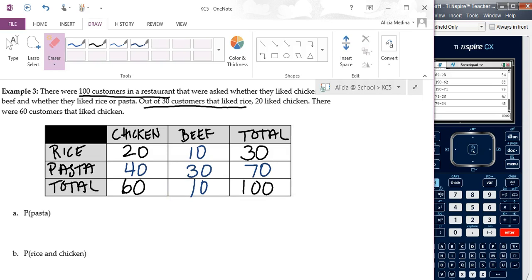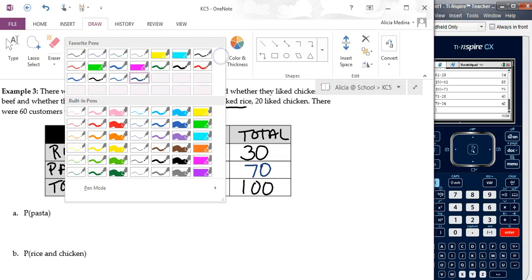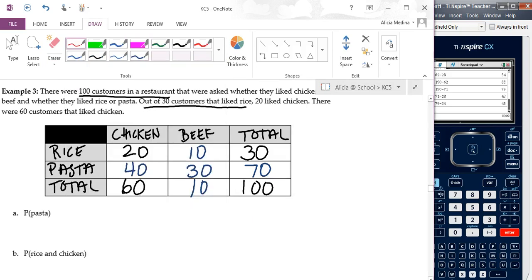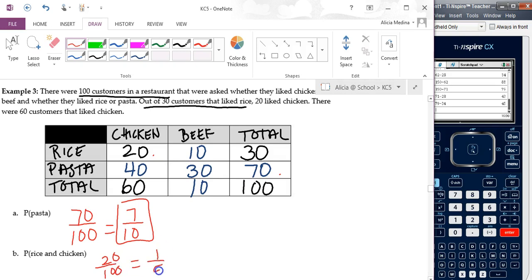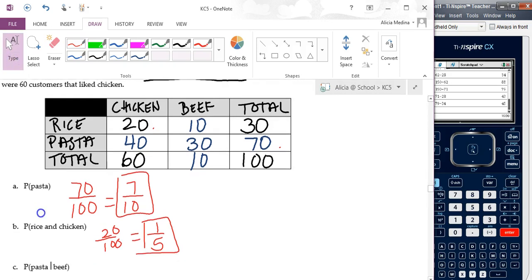All right, so the first question. What is the probability of people liking pasta? So pasta likers are our total pasta. So total pasta is over here, which is at 70. So 70 over 100 is going to simplify to 7 over 10. Our probability of rice and chicken. So where does rice and chicken meet? That's going to be right here at 20. So 20 over 100. Again, simplify if you can. That was going to give you 1/5. And that is the probability of rice and chicken.